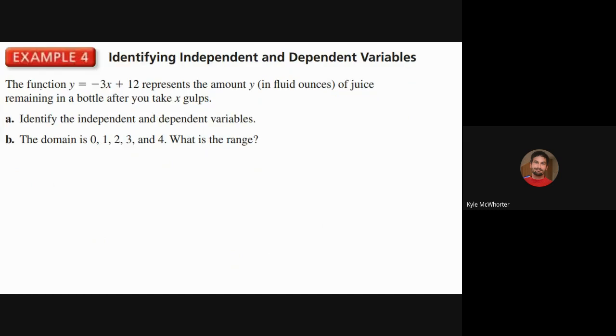All right, so here's a function, y equals negative 3x plus 12. It represents the amount y in fluid ounces of juice remaining in a bottle after you take x gulps. So identify the independent and dependent variables. The independent variable is going to be our input, which is x. The variable actually isn't the letter x. The variable is the number x, which represents the number of gulps you take.